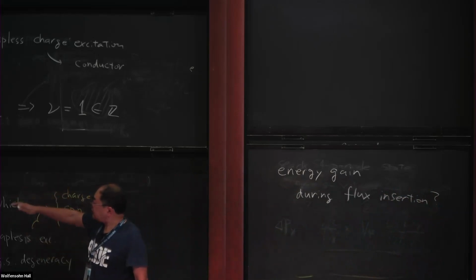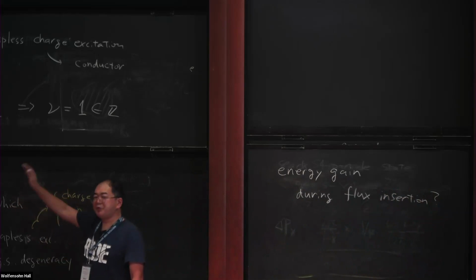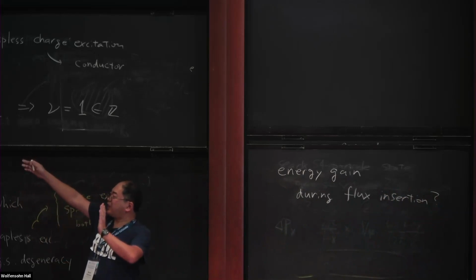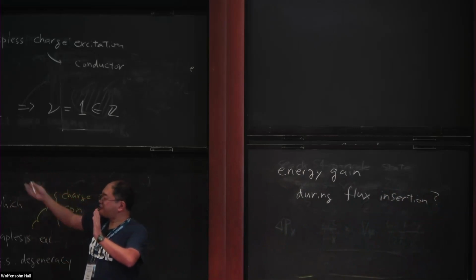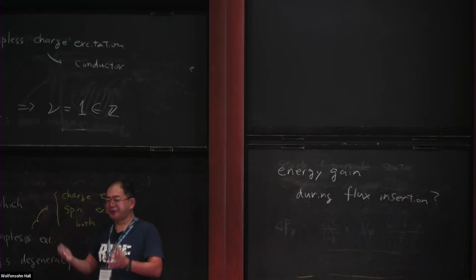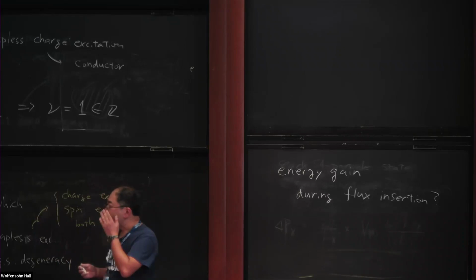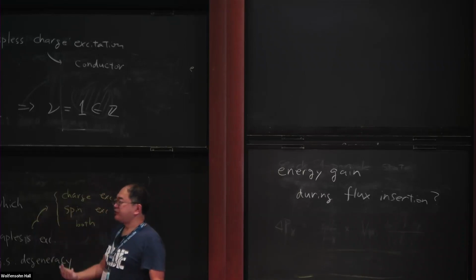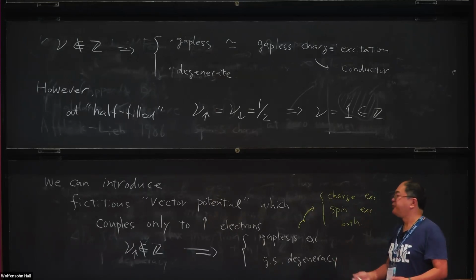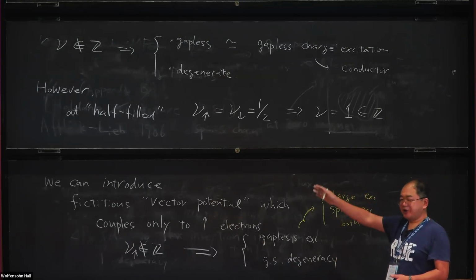So actually, maybe I didn't emphasize clearly, but this momentum shift, I gave you the exact number, but that doesn't depend on how fast you insert the flux. It just follows from the translation invariance and the large gauge transformation. So whether you insert this flux suddenly, very fast, or adiabatically, very, very slow, the momentum shift is the same.